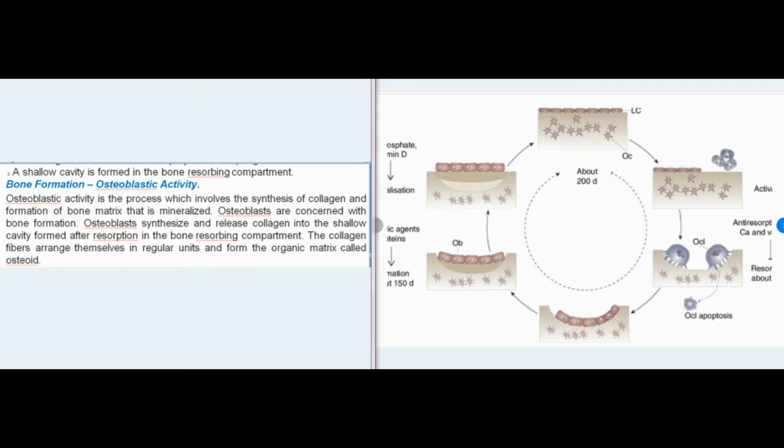All the dissolved materials are now released into ECF. Some elements enter the blood. Remaining elements are cleaned up by the macrophages. A shallow cavity is formed in the bone resorbing compartment.